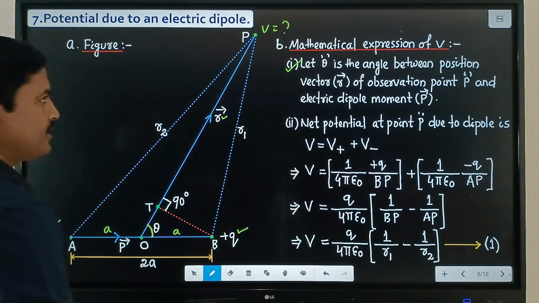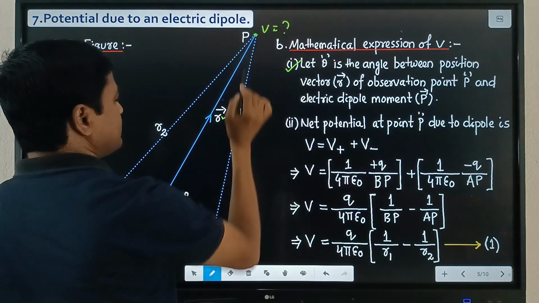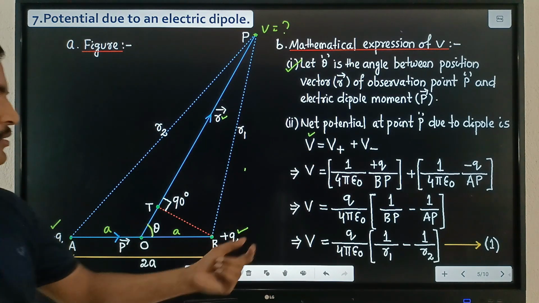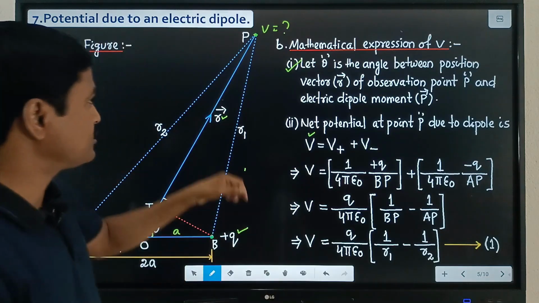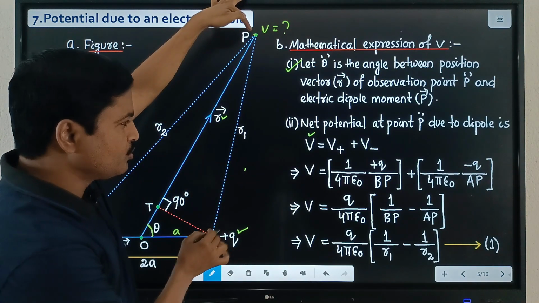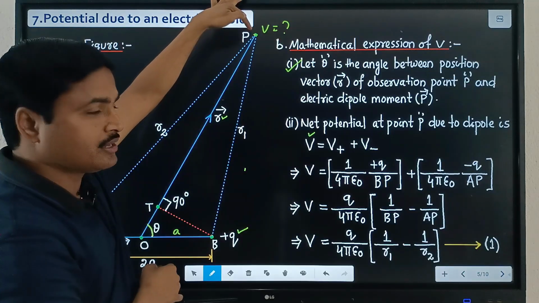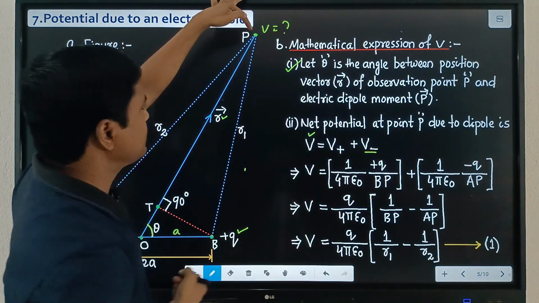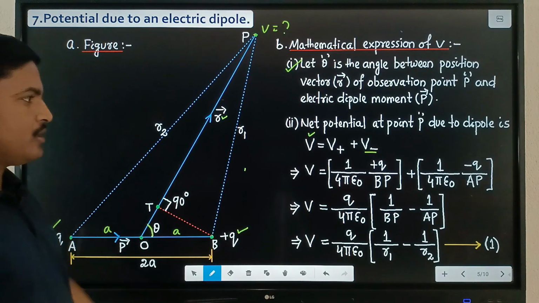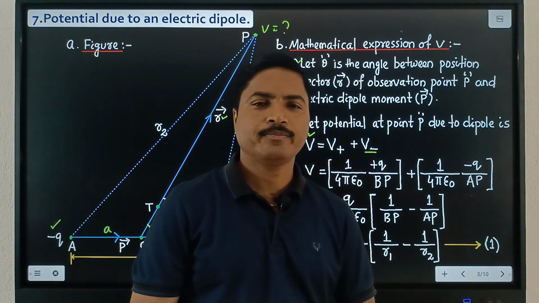Then the net potential at point P, we write that as V. V is equal to V plus, which is the potential at point P due to the plus Q charge, and V minus, which is the potential at point P due to the minus Q charge.